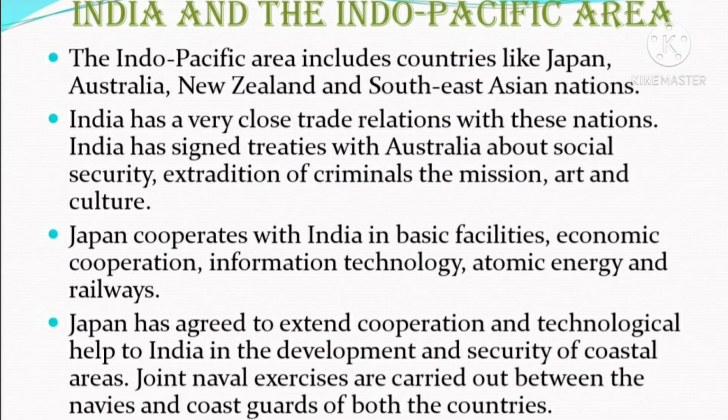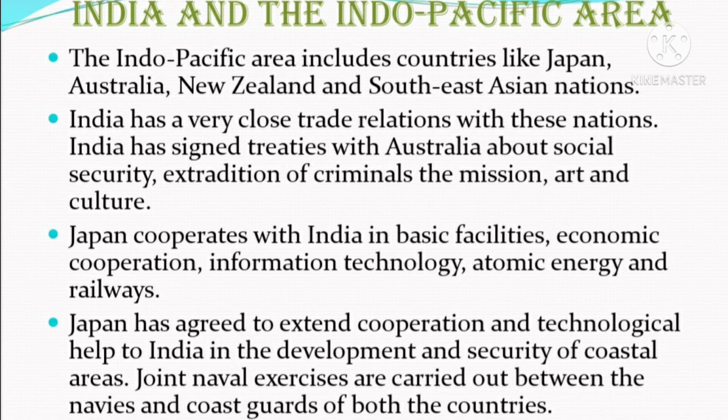India and the Indo-Pacific area. There are so many countries that lie in the Indo-Pacific area, like Japan, Australia, New Zealand, and Southeast Asian countries, and India has very close trade relations with all these countries. India has signed several treaties with these countries. For example, India has signed a treaty with Australia about social security, extradition of criminals, art and culture, etc.